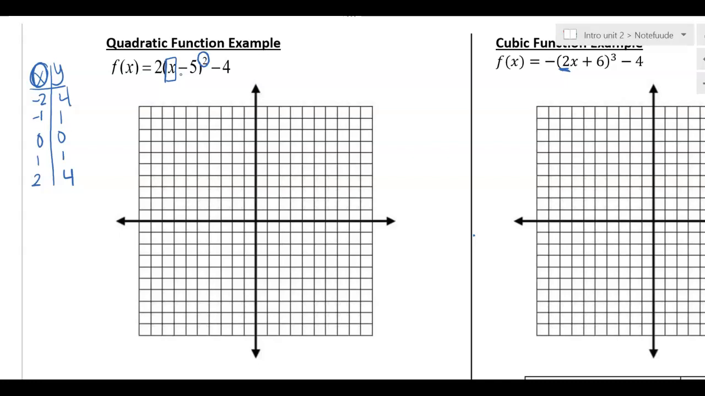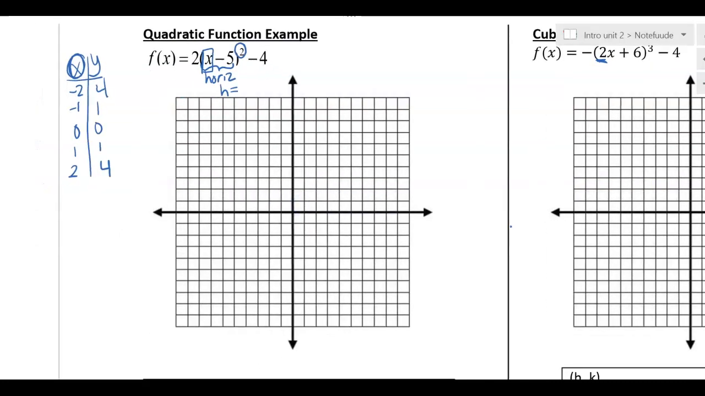So the 5 is affecting the x. It's horizontal, okay? But then after that, I would square. So the only thing that's horizontal would be stuff inside of here, which would be our 5, and that's our h value. Is h really a negative 5 or a positive 5? It's a positive 5 according to our formula, okay? So my new table is going to have an x plus 5 because h is positive 5, which means that my graph shifts right 5.